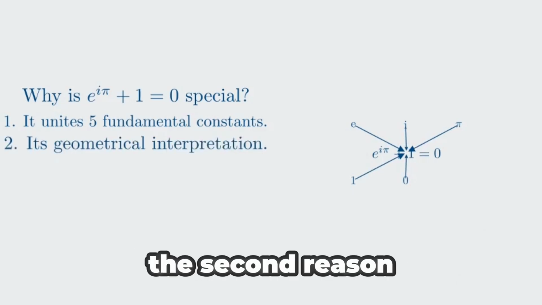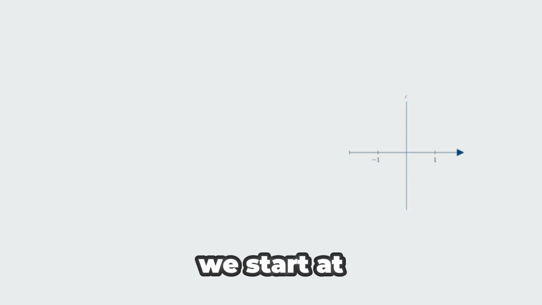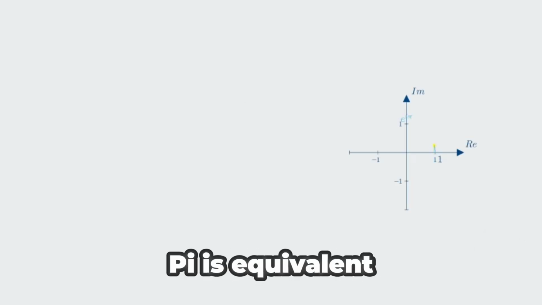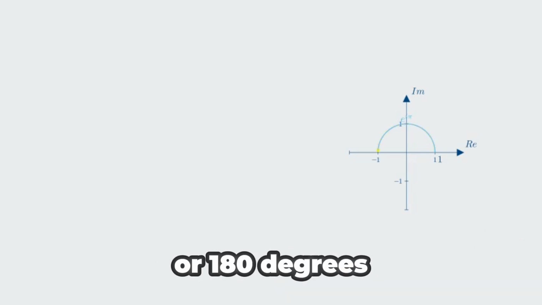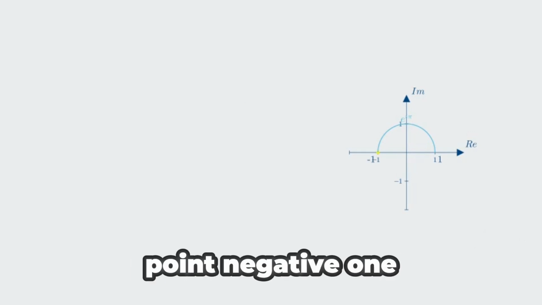The second reason is its geometrical interpretation. Let's animate the process in the complex plane one last time. We start at the point 1 on the real axis. Multiplying by e to the i pi is equivalent to rotating this point by an angle of pi, or 180 degrees counterclockwise. After this rotation, the point lands precisely on the real axis again, but this time at the point -1.